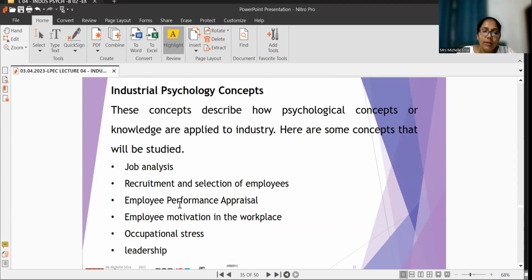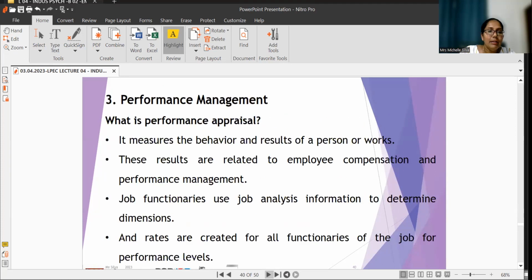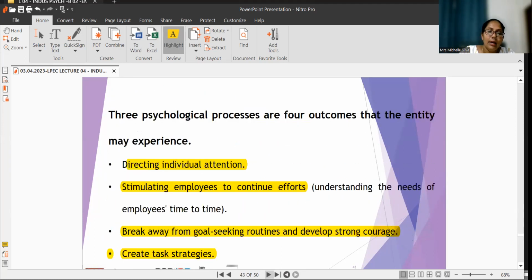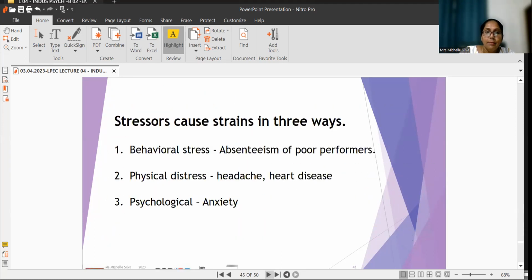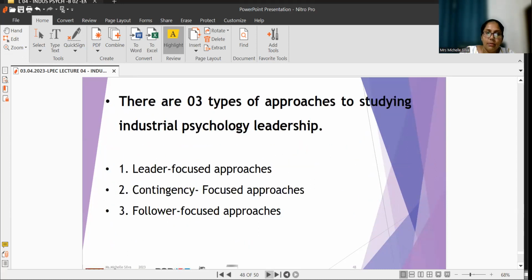The second one is recruitment and selection. Third one is employee performance appraisal. Fourth one is employee motivation in the workplace, and the fifth is occupational stress. That's sufficient. Please ignore the leadership. I won't discuss that one because knowing the 5 is sufficient. So I'll skip that part. And I think that is the end of the lesson. So leadership will be skipped.